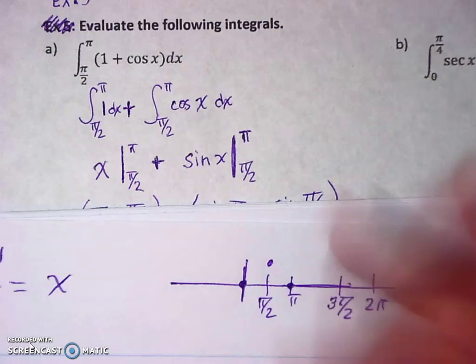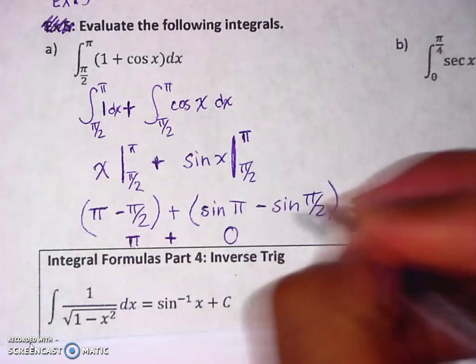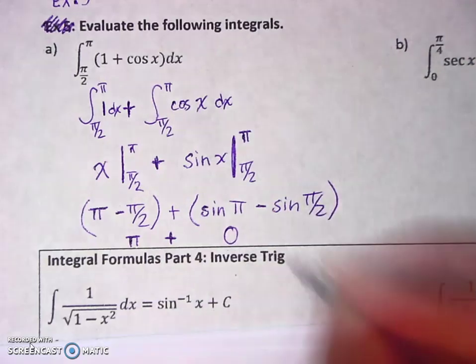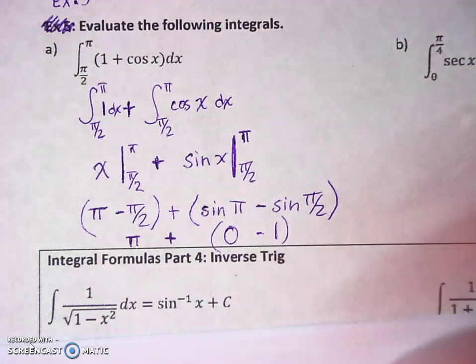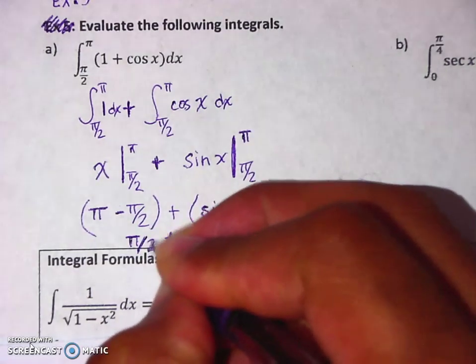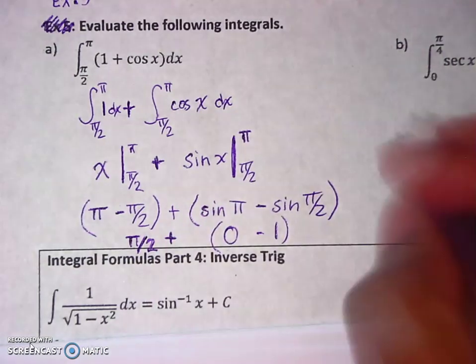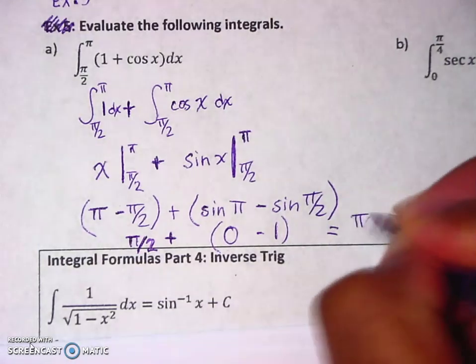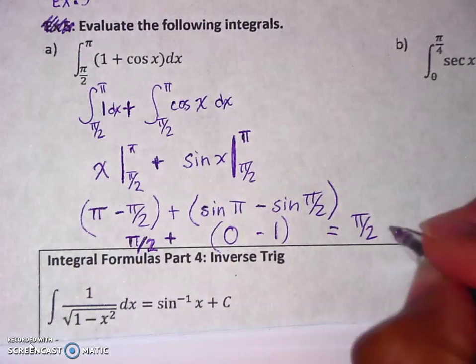So for pi, it's at 0. So sine of pi is 0. Sine of pi over 2 is the part that's here, which is 1. Oh, I'm sorry, this should be pi over 2, not pi. My fault. That's pi over 2 right there, my bad. So our final answer is pi over 2, and then 0 minus 1 is minus negative 1, so minus 1.